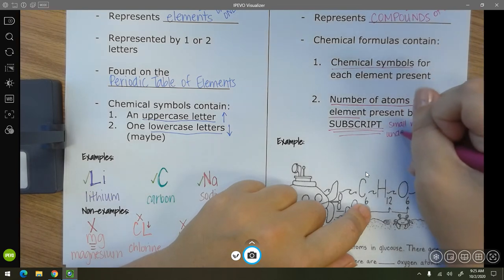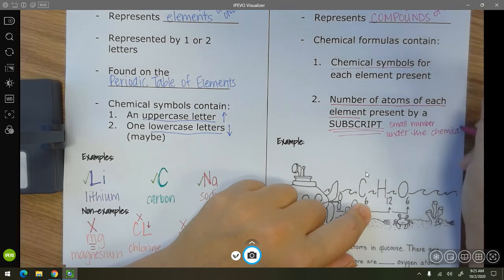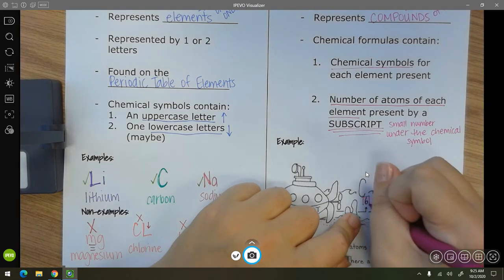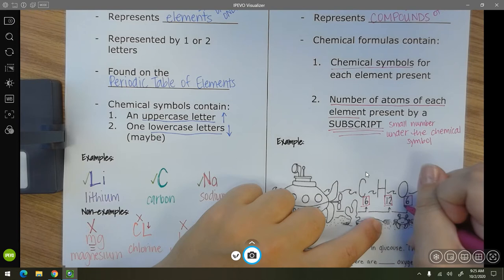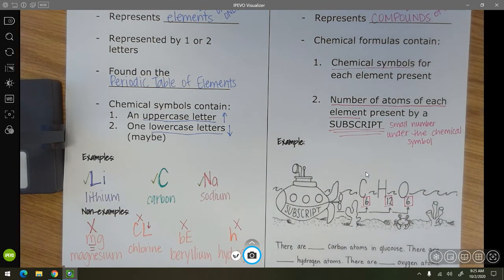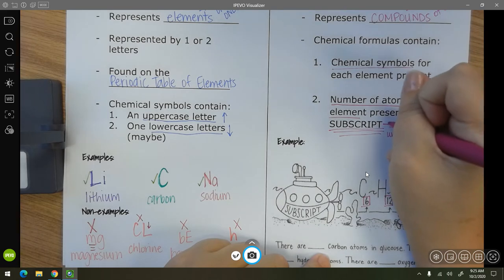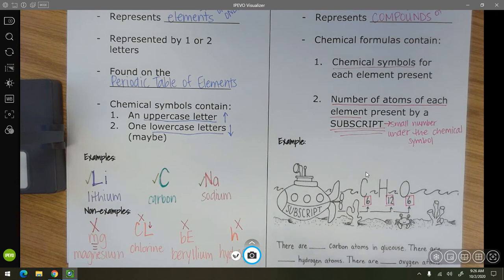So subscript is a new word, but hopefully this little drawing down here can explain what a subscript is. Okay, so if you think submarine, it's underneath the water. Okay, so the subscripts are the small number under the chemical symbol. Okay, and I'm even going to box all of these subscripts down here, and we'll talk more about them in a minute, okay? But that's what a subscript is. It's a small number underneath the chemical symbol, okay? So don't put it up at the top like you're doing exponents. That's not the same. It won't tell you the right thing.